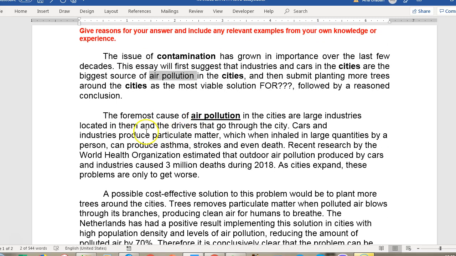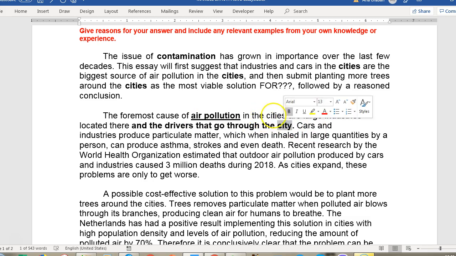Oh, my bad. Okay, the foremost cause of air pollution in the cities are large industries located in them. I would say not in them, but located there. And the fact that the drivers that go through the city. This is an interesting way of saying that people are using a lot of vehicles and that causes exhaust fumes. So I wouldn't say it this way. This is a bit simplistic, so to say. Perhaps you could say and that there are a lot of drivers in the city.